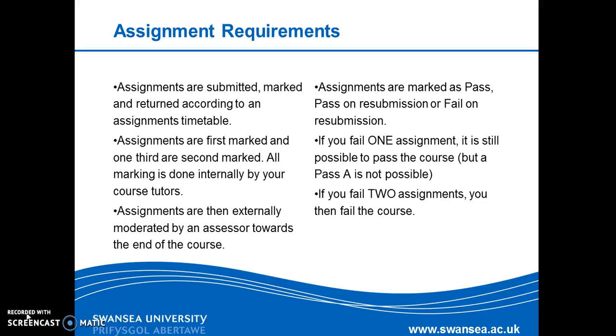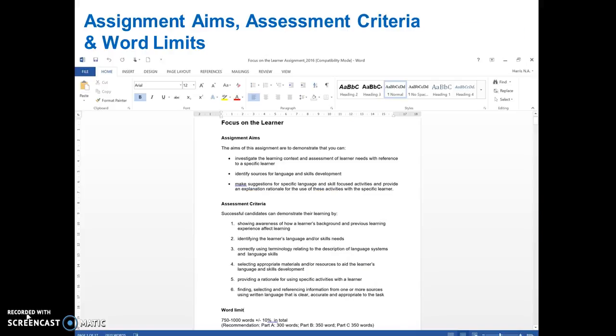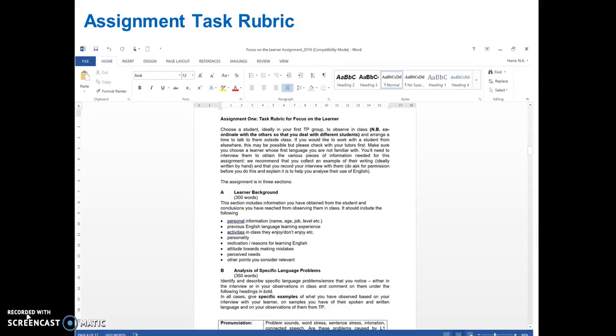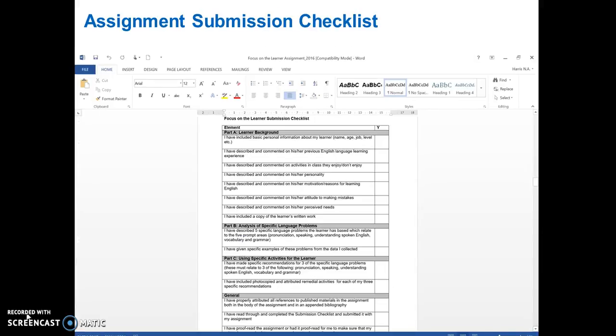So, as part of our job at Swansea University, we do everything possible to help you to be successful. And this is how we do it, how we support you. We provide you for each assignment with a detailed lesson pack. At the beginning of the pack will be made clear the aims of the assignment, the assessment criteria, and also the word limit. As you can see, these are relatively short, 750 to 1,000 words. And also a detailed task rubric, the instructions for the assignment, which we recommend that you read carefully, highlighting the key points as you go along.